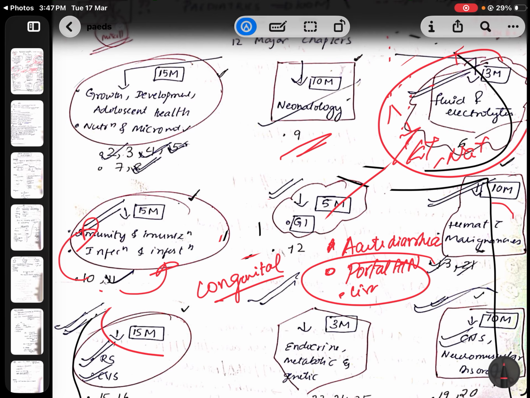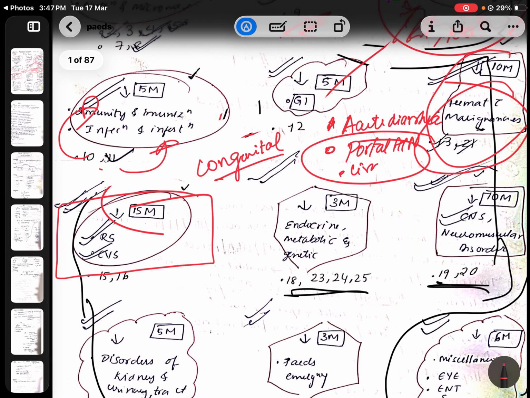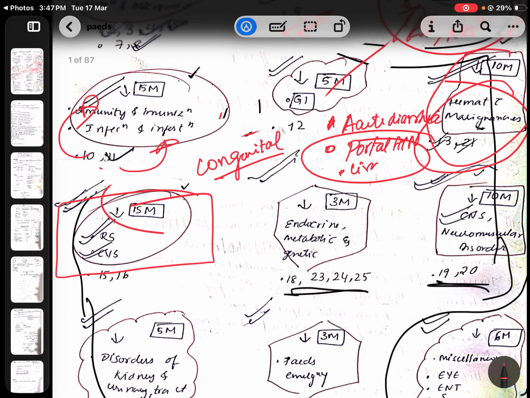Then hematology and malignancies I will discuss in detail. Also RS: if you are starting with the systemic part, the first two systems which you need to deal with are RS and CVS. That's how we are going to start. The second system you need to take is hematology and malignancy. The number of questions is less, but the marks weightage is more. So the next thing you need to deal with is that.